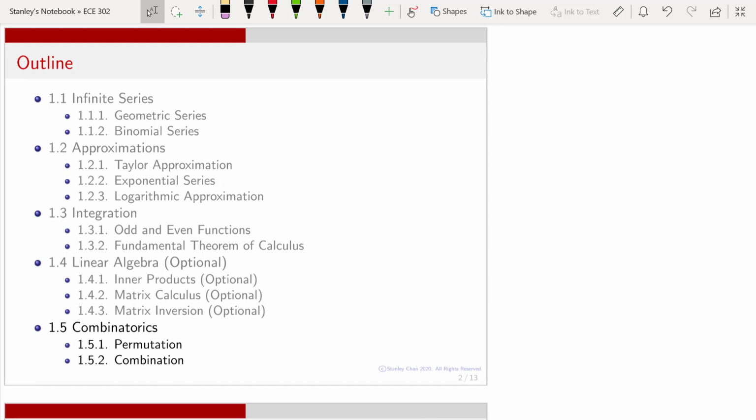Here's the outline of today's lecture. We're going to learn about two things in Combinatorics. One is called the permutation, the other one is called the combination.